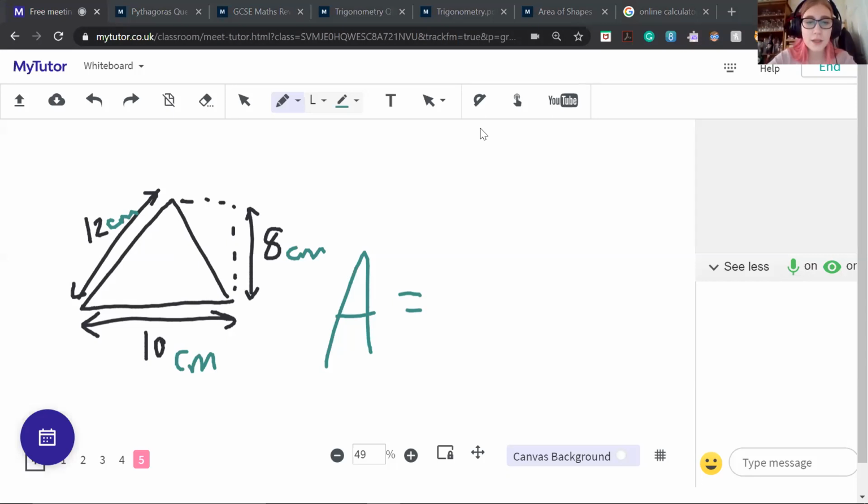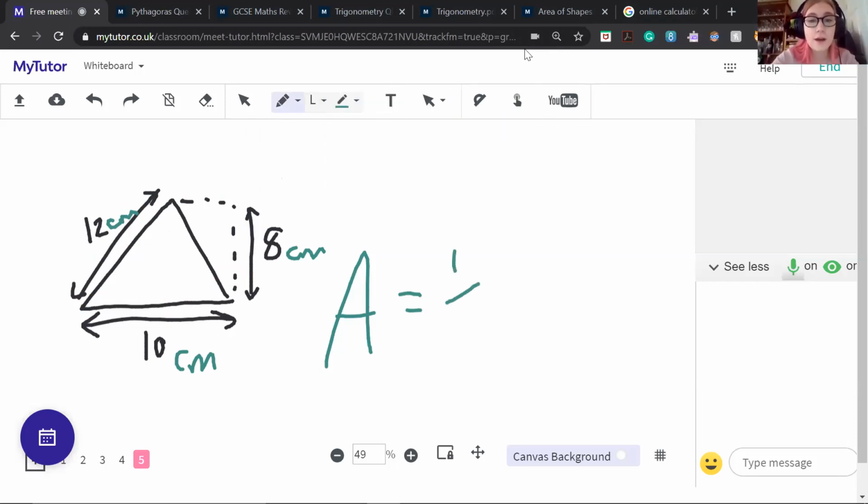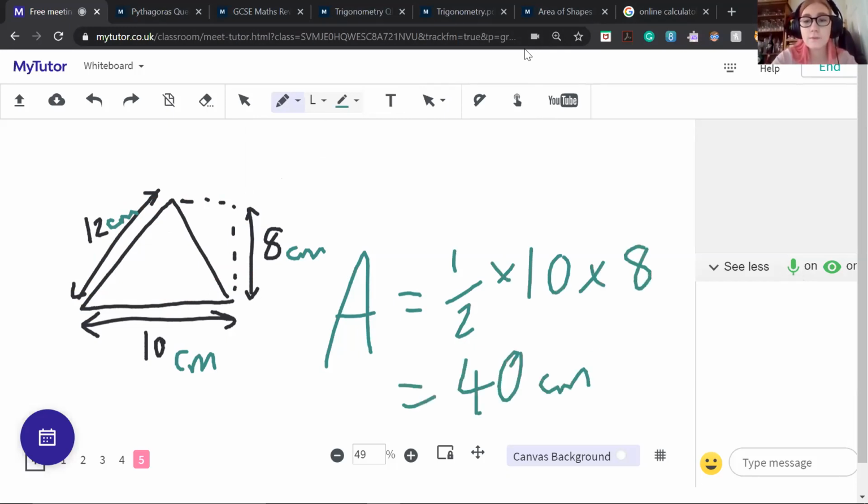Well done. So all you've got to spot is that the perpendicular height, even though it's not drawn inside the triangle, it's drawn outside, it's still the perpendicular height. This is pointless. This is just here to throw us off because we know this. We do half times base times height, and that gives us 40 centimeters squared. Okay, perfect.